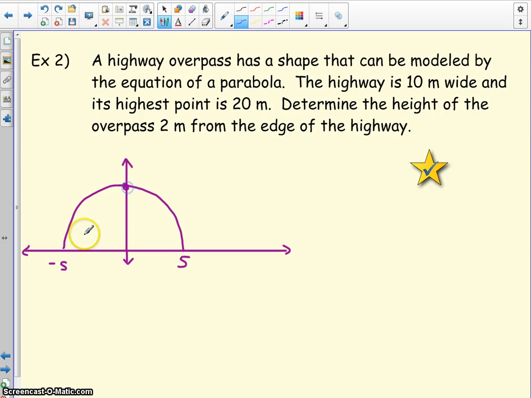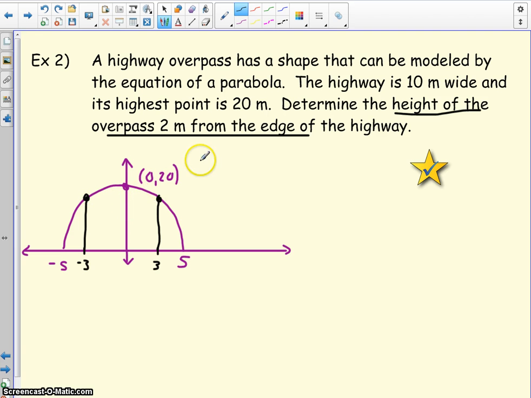So in the end here, if I center this around the y-axis, I have negative 5 and 5 for my distances on either side. I'm told the highway is 10 meters wide, so that's what gives me negative 5 and 5, and it's 20 meters high in the middle, so my vertex is at 0, 20. What I'm looking for is the height of the overpass 2 meters from the edge. My edges here are at 5 and negative 5. 2 meters from the edge would be over here at 3. So I'm looking for that height. Or I could go 2 meters from the edge on this side and be at negative 3. Either one of these will be perfectly valid.